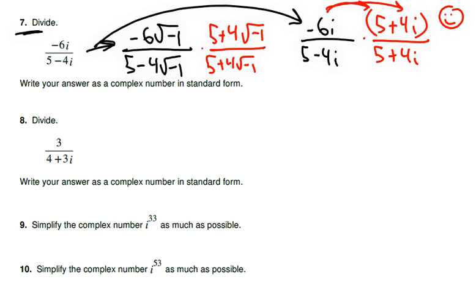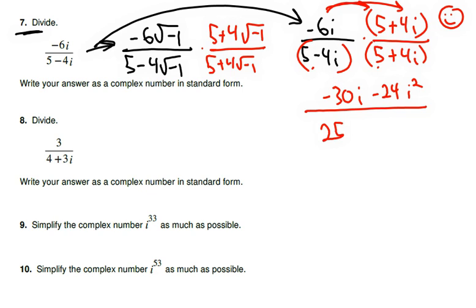So that numerator just turns into a distribution type problem. Negative 6i times 5 is a negative 30i. Negative 6i times a 4i is going to be a negative 24i squared. Simplify that in the next step. The denominator looks like one of those FOIL problems we just did, although notice we have an a minus b times an a plus b situation, so that's going to give us a squared minus b squared.